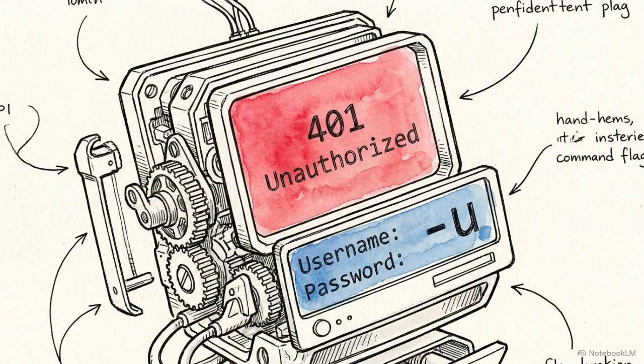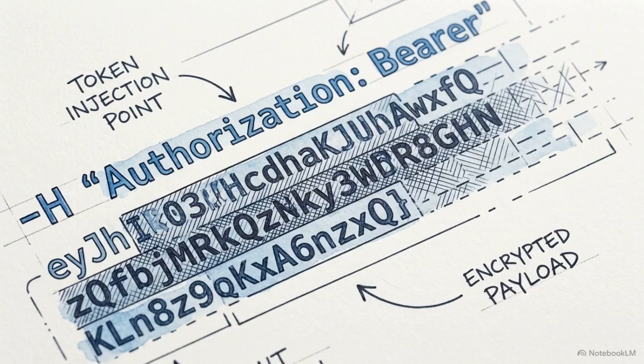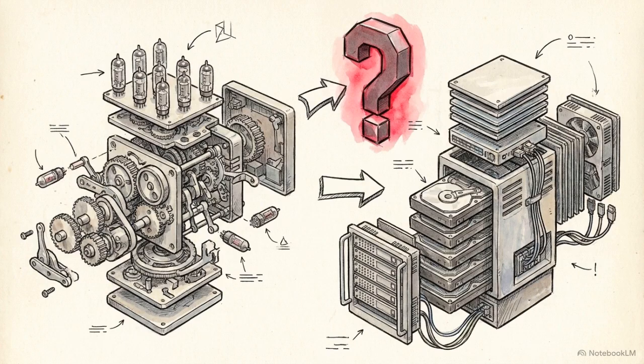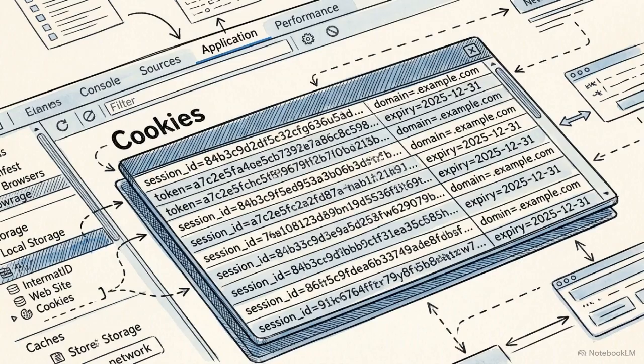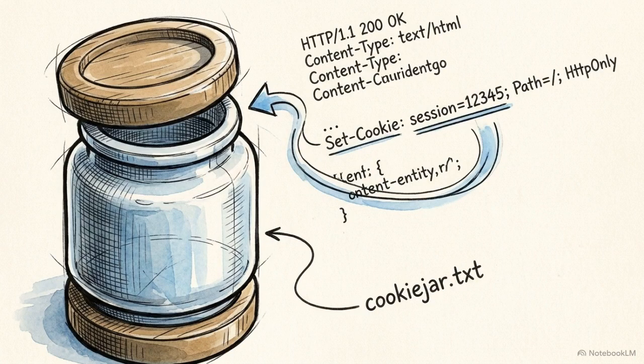When a server locks down resources, you can authenticate using -U for standard HTTP basic credentials, or inject an authorization bearer token directly via a custom -H header. HTTP is a stateless protocol. Browsers hide this reality by managing session cookies automatically. Curl requires manual state management.